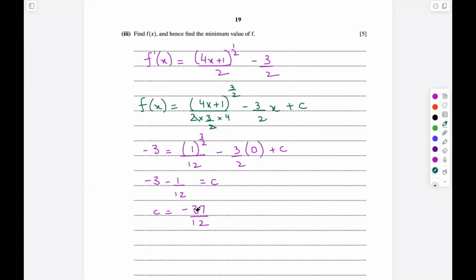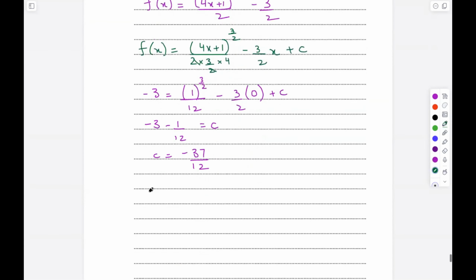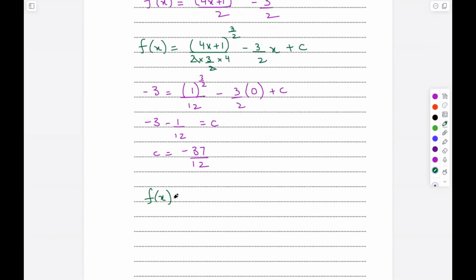Once we have the value of the constant c, we can write the expression for f of x, which will be equals to (4x plus 1) to the power 3 upon 2 upon 12 minus 3 upon 2 x, and the value of c is -37 upon 12.